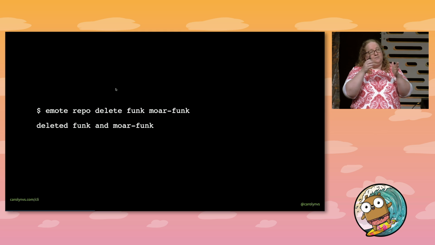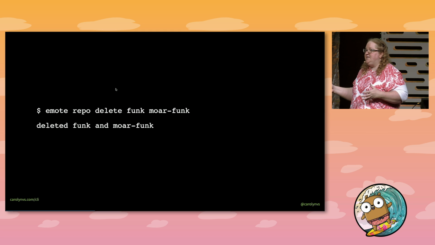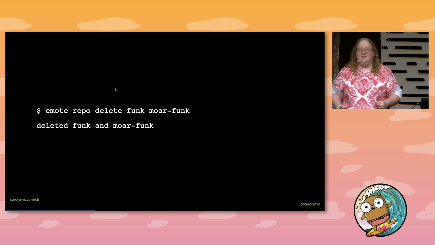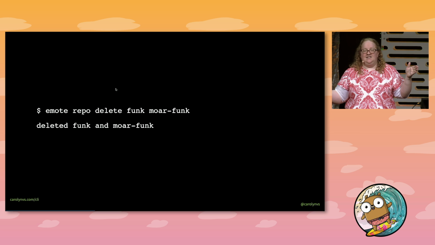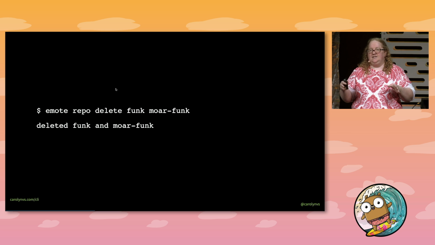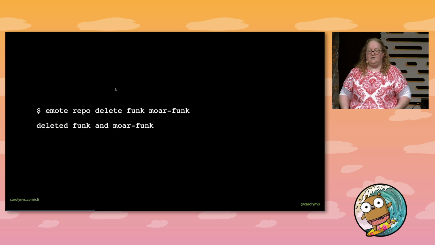Otherwise, though, when the positional arguments aren't different types, so in here, when I'm deleting multiple repositories, func and morfunc, I'm super creative, it doesn't matter which order I delete them in. I could have done delete morfunc and func. It totally would have worked either way. In that case, it was perfectly fine to have multiple positional arguments, so this is legit according to my grammar.